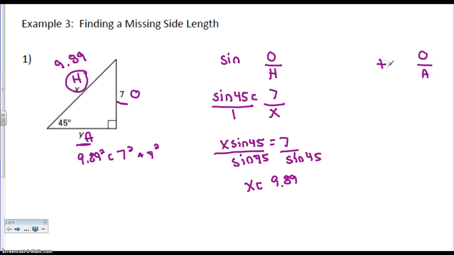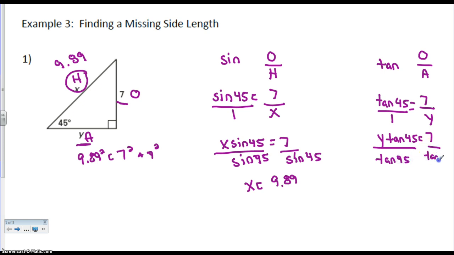And that looks like it's tangent. So I have tangent of 45 equals the opposite side, which is 7, over my adjacent side, which is y. Cross multiply, I get y tan 45 equals 7. I divide both sides by tan 45. And I get y to end up being 7.